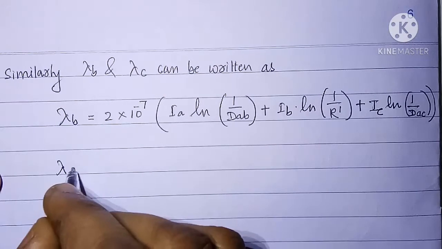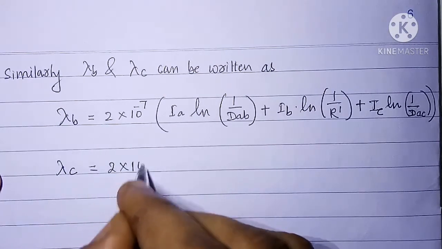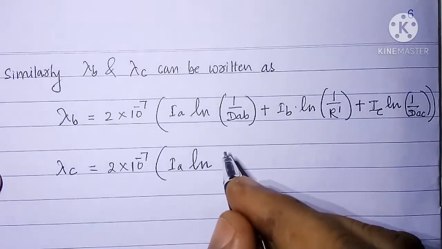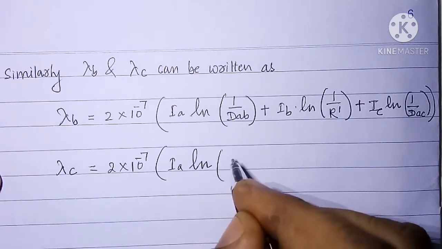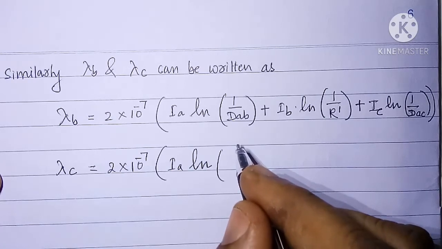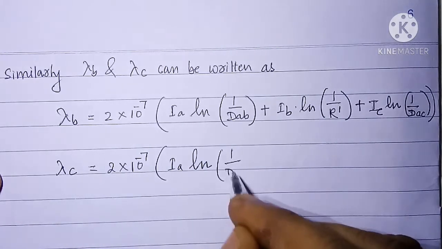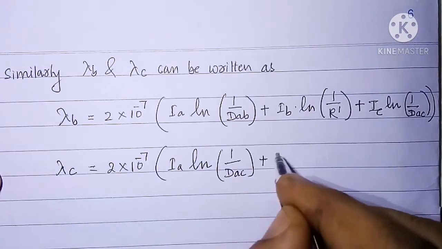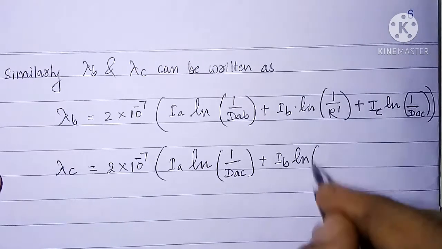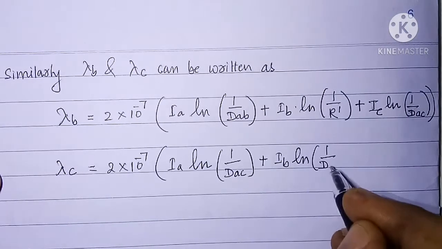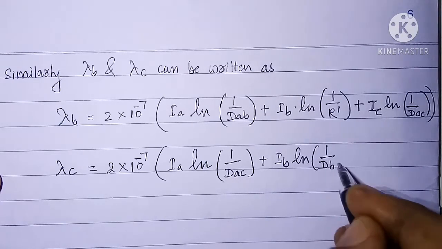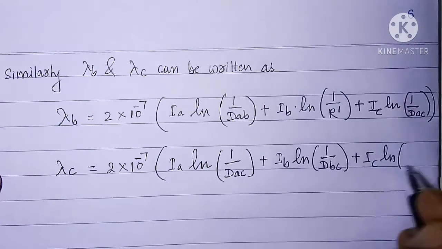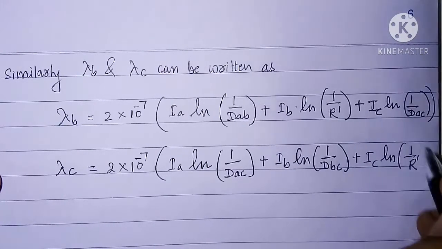And now we can write lambda C, that is 2 into 10 raised to minus 7 into the bracket IA into ln of 1 upon DAC plus IB into ln of 1 upon DBC plus IC into ln of 1 upon R dash.